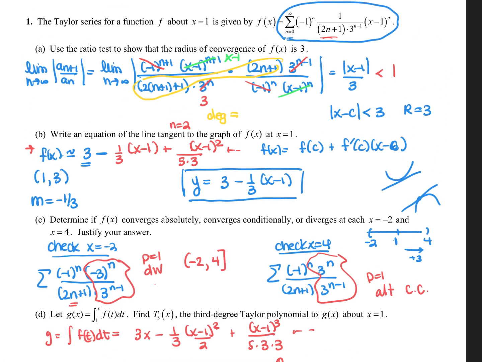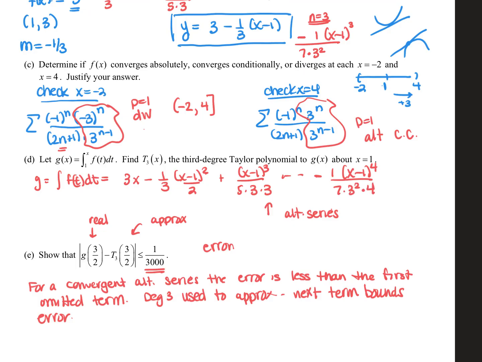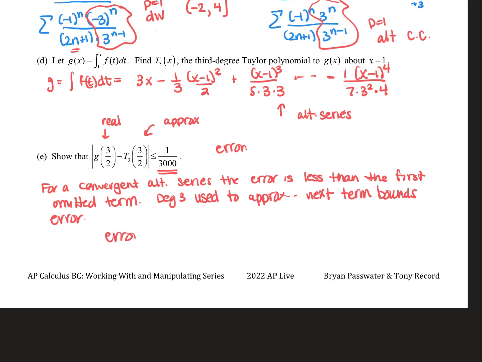So first thing, we're going to generate it for n is equal to 3. If n is equal to 3, it's going to be negative 1/7 times 3 squared (x minus 1) cubed. Then when we integrate this, this is now going to be -1 (x minus 1) to the 4th over 7 times 3 squared times 4. So now that's our error. So our error is going to be less than or equal to this value.